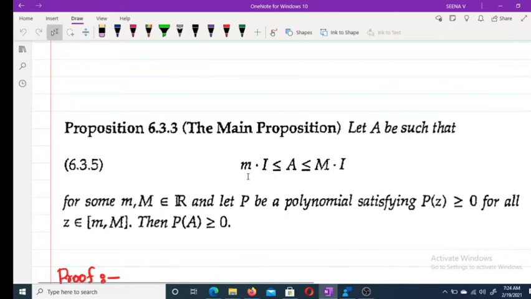Now moving to the next proposition, this is also important. Let A be such that m into I less than or equal to A less than or equal to M into I, for some small m, capital M belonging to R, and let P be a polynomial satisfying P of z greater than or equal to 0 for all z in the interval small m to capital M. Then we have to prove P of A greater than or equal to 0.